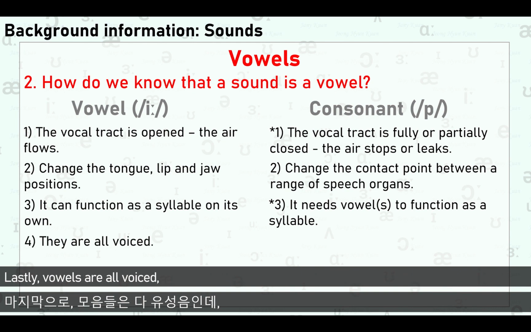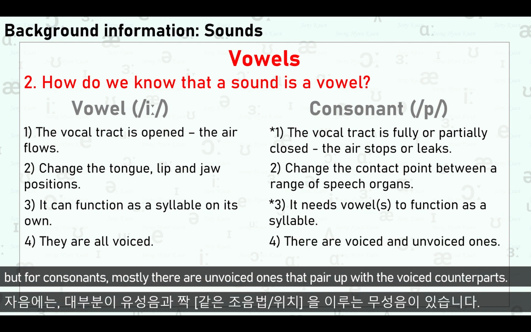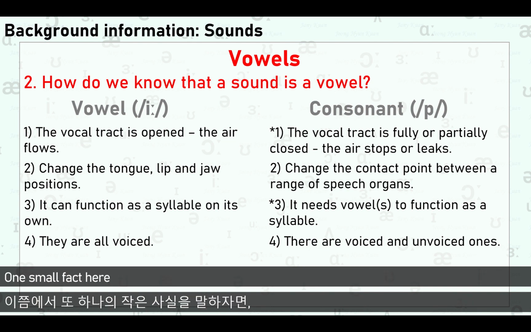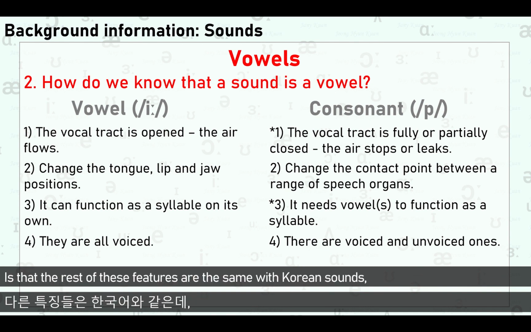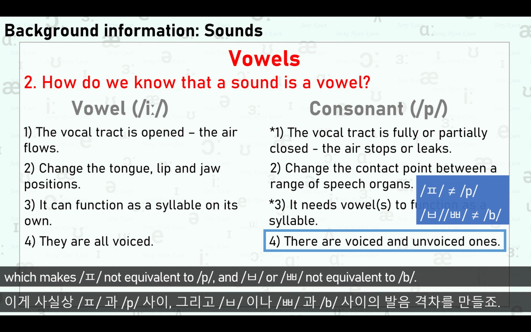Lastly, vowels are all voiced, which means you should feel your vocal cords vibrating when you sound them out. But for consonants, there are unvoiced ones that pair up with voiced counterparts. One small fact here is that the rest of these features are the same with Korean sounds, but just the one about voicing of the consonants is different, which makes P not equivalent to the Korean P, or B not equivalent to the Korean B.